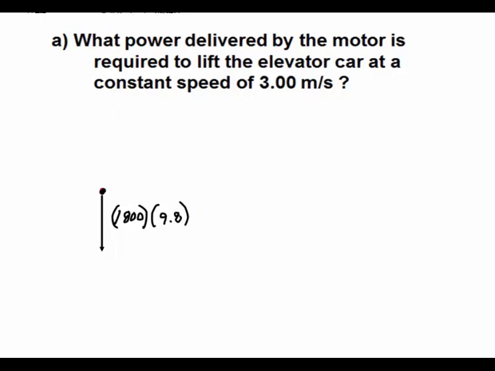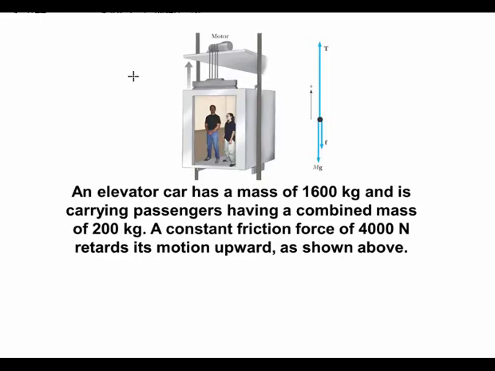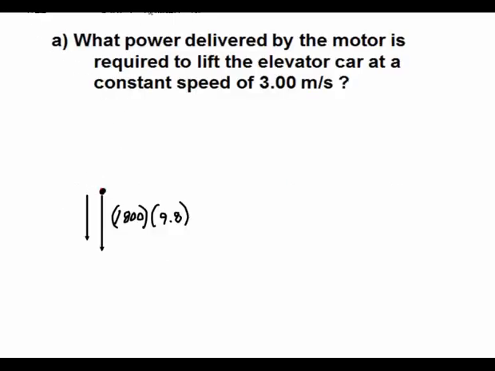Alright, now we have a retarding force of 4,000 newtons. A constant frictional force of 4,000 newtons retards, so we'll make that 4,000 newtons. Now we have a force that has to go up. Now if this is going to move at a constant speed, then the force here has got to be the sum of this.